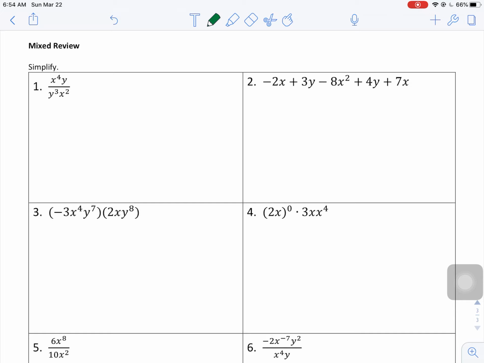Now that you've tried these 6 problems, let me go over them and see if you did them correctly. It's a little bit harder when everything's all mixed together.